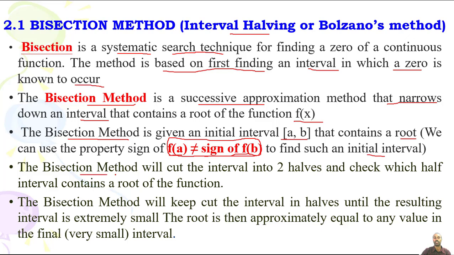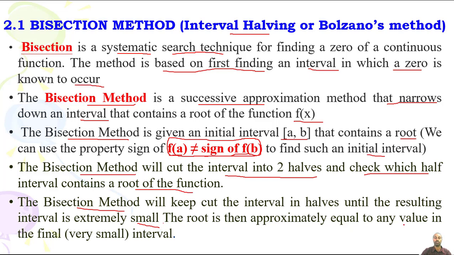So the bisection method will cut the interval into two halves, into equal segments, and check which half interval contains a root of the function. We will check. So the bisection method will cut the interval in halves until the resulting interval is extremely small, which means near to 0.